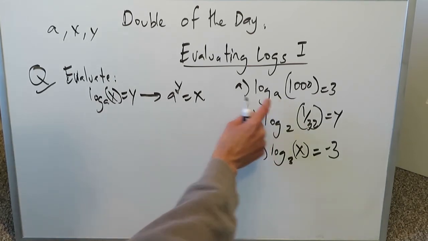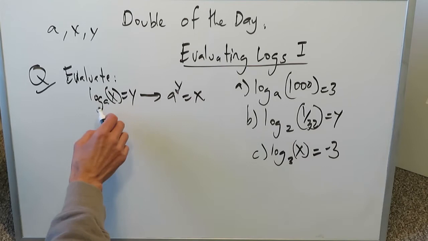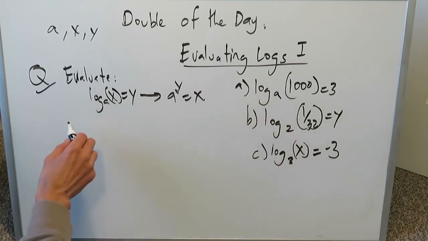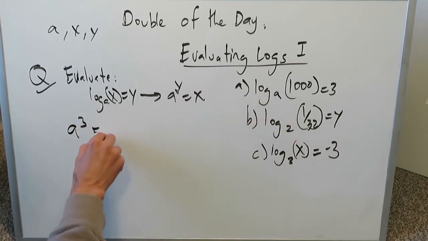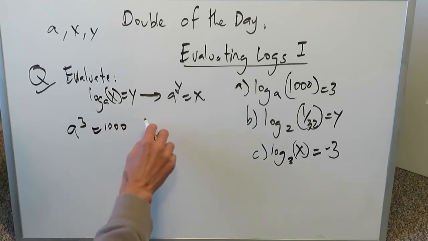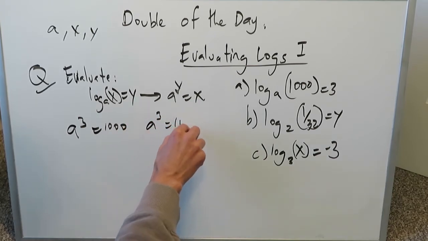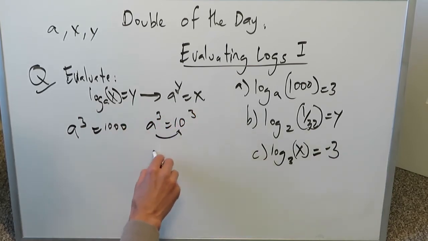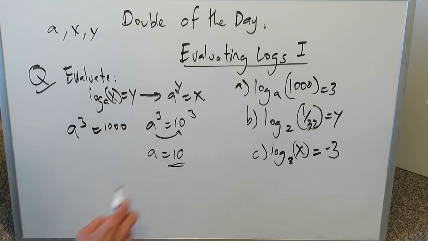We have to find a over here. How can you do this? You can reconvert this into that form using what you have over there. a to the power of 3 is equal to 1000. You know 1000 is the cube of a certain number, and that's 10 to the power of 3. Therefore, a is equal to 10, and that right there is your answer. So the first one has been evaluated.